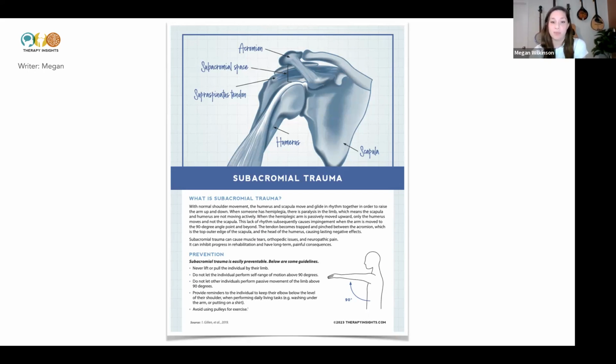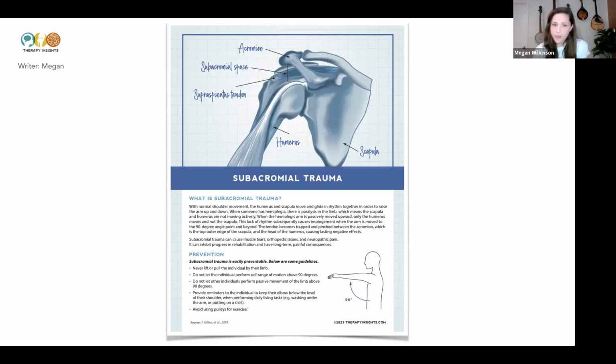have had hemiplegia, and talking about how we prevent subacromial trauma, because there's a lot of research that talks about how we need to be talking about this really early on, after somebody has a stroke that has hemiplegia associated with it, because people who are not educated on how to take care of that shoulder joint afterwards can inadvertently cause subacromial trauma, which can lead to more issues down the road.